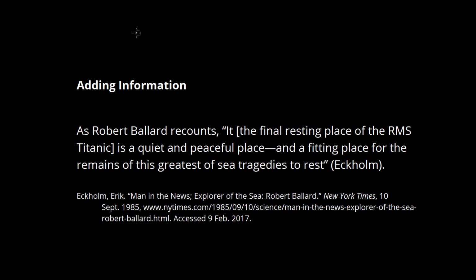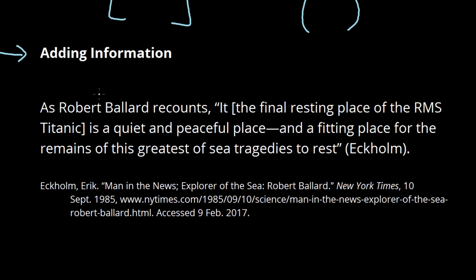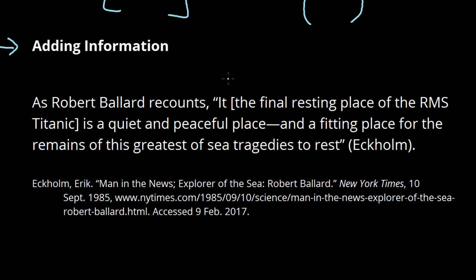Let's talk about the main uses of square brackets, which are of course not to be confused with parentheses. One of the main uses is to add some extra information to a quotation, and we usually do that for clarification purposes. If you look at this example here, the word "it" is a little bit vague, and we've added some extra information in square brackets just to clarify it.